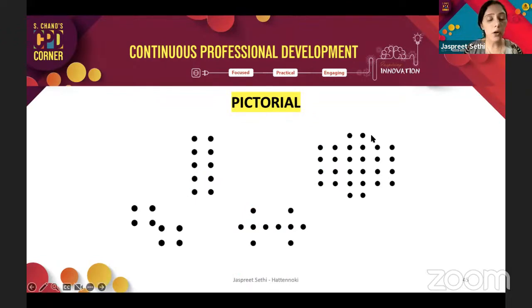So these are simple dots, and we call this concept subitizing. So I use these dots in different ways to get my students to quickly give me the sum of dots. And that kind of builds number sense in them.